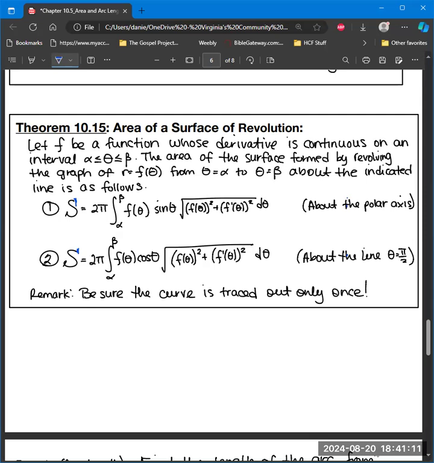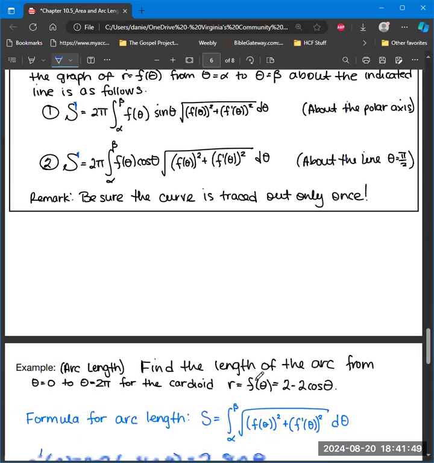And the only thing that's going to change if we change to rotation about the line theta equals pi over 2 is this sine changes to a cosine. Everything else stays the same. So capital S for surface area is equal to 2 pi, integral from alpha to beta of f of theta cosine of theta, square root of f of theta squared plus f prime of theta squared d theta. So remember that sine goes with the polar axis and cosine goes with the line theta equals pi over 2. Again, make sure you're only tracing your curve once.